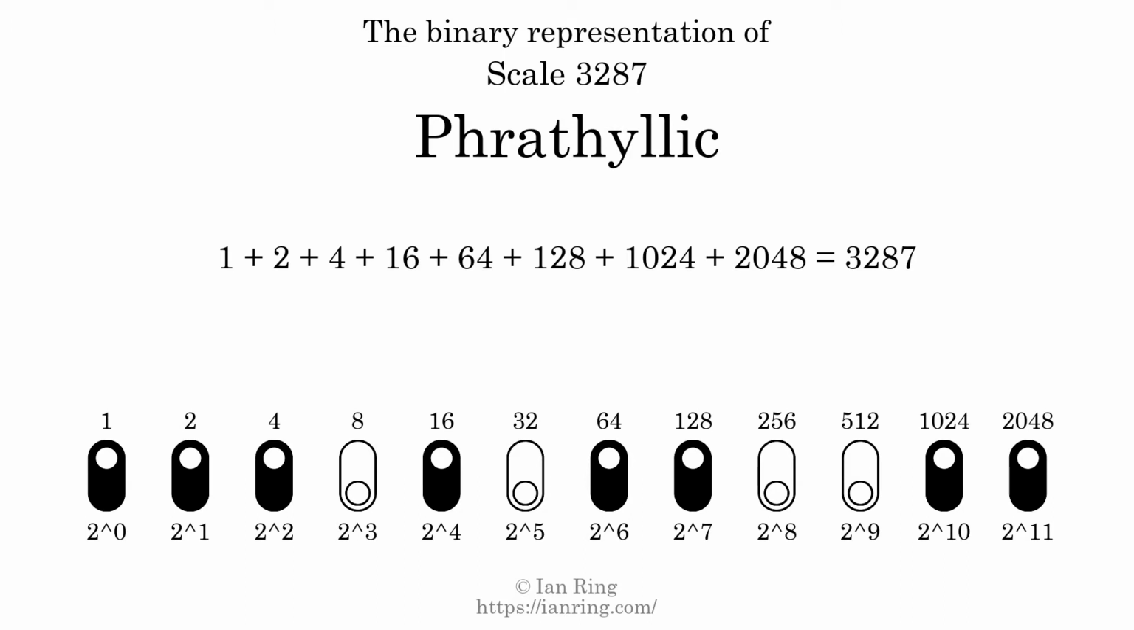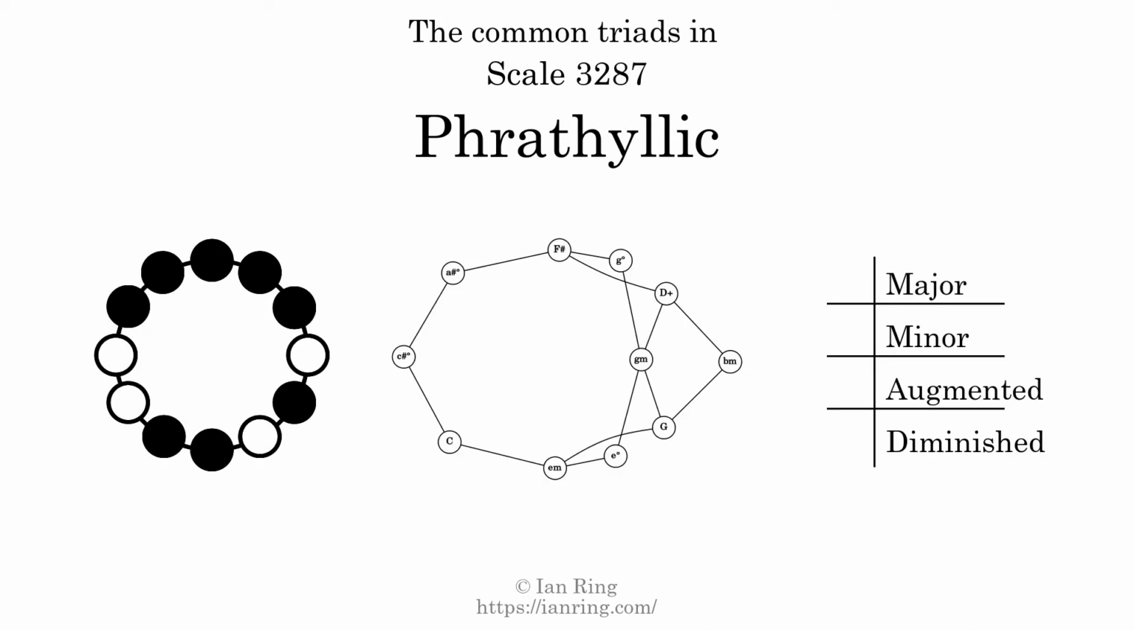The scale number not only enumerates the scale with a unique index, but it also literally describes the tonal content of the scale. Represented as a binary number in base 2, the scale number is 110011010111. Here are the common triads present in this scale.